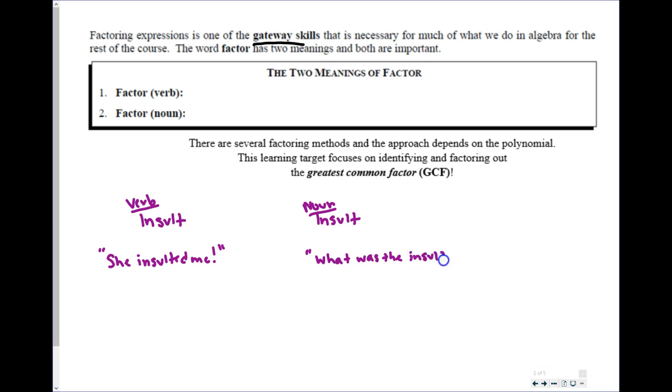Like, what did she say exactly, as a noun? What was the thing she said? But it can also be a verb, saying, oh, she insulted me. She said something bad to me. Okay, so in the same way that insult can be both a verb and a noun, factor can be both a verb and a noun as well.